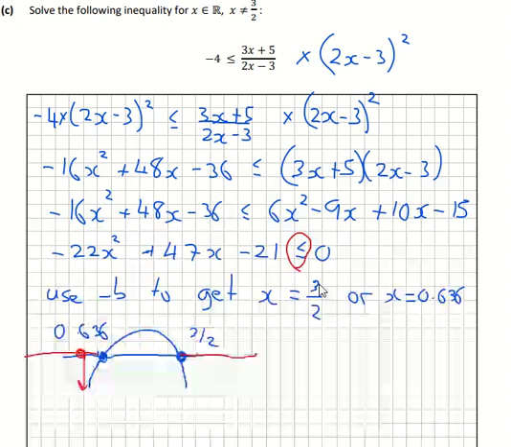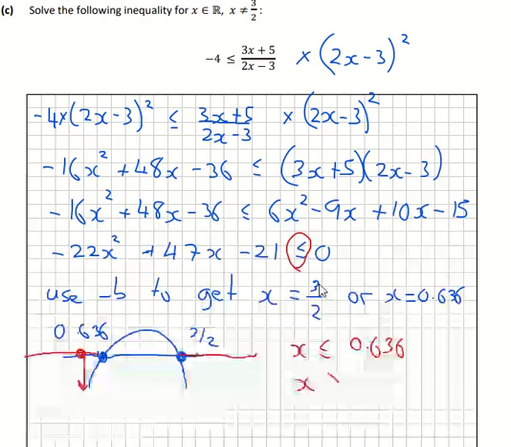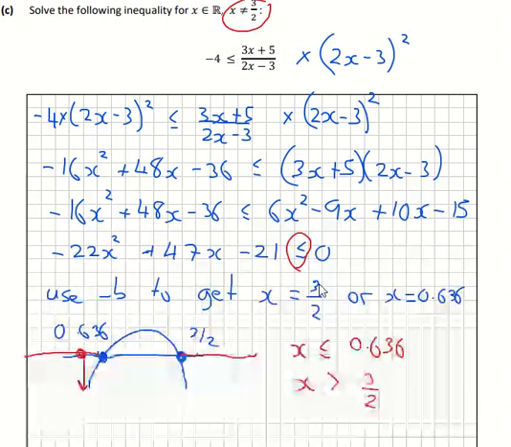So the solutions are x is less than or equal to 0.636, but x is greater than 3 over 2. We do not include 3 over 2 as an answer because it tells us up here that x cannot be equal to 3 over 2, because that would give you 0 on the bottom line.